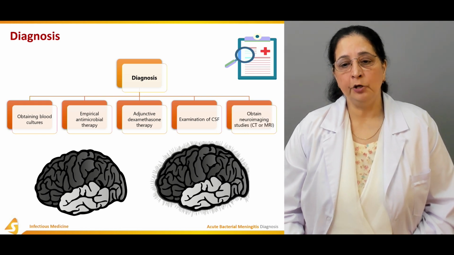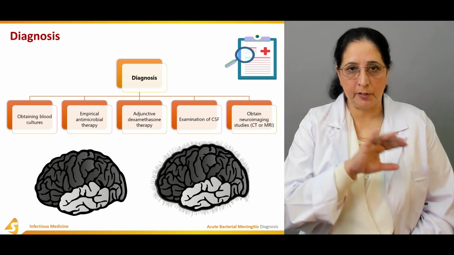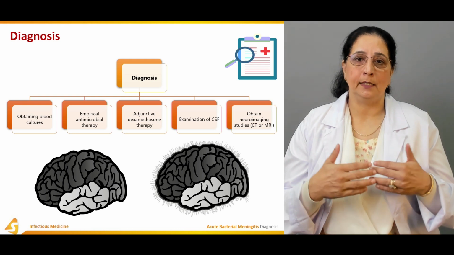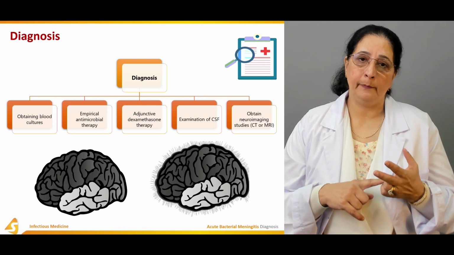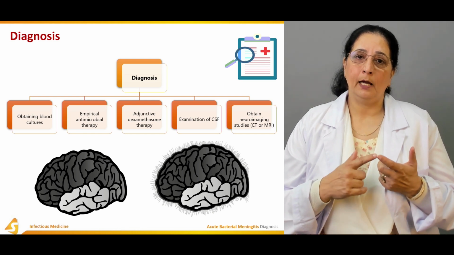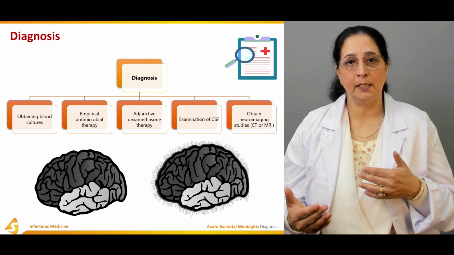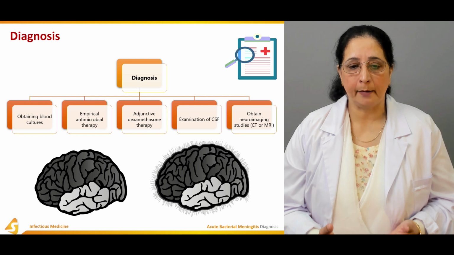Obtain neuroimaging studies like CT scan and MRI. So these are some initial diagnostic steps in meningitis: blood culture, beginning of the empirical therapy, adjunctive dexamethasone therapy, then we have CSF examination, and then CT scan and MRI.